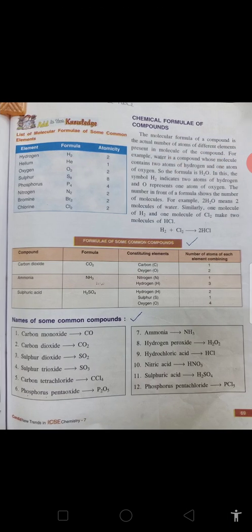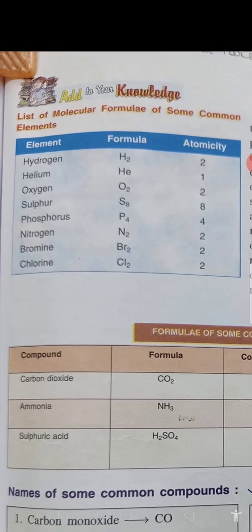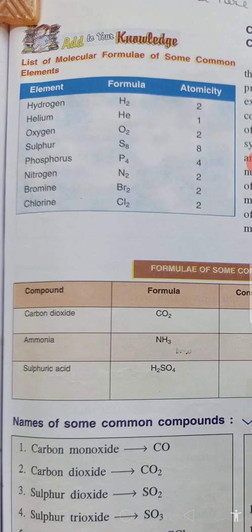So children, if you see over here, a list of molecular formulae of some common elements is given. Hydrogen, and its formula is H2, and since two atoms of hydrogen combine to make one molecule of hydrogen, its atomicity is 2. The 2 indicates the number of atoms in one molecule of an element.